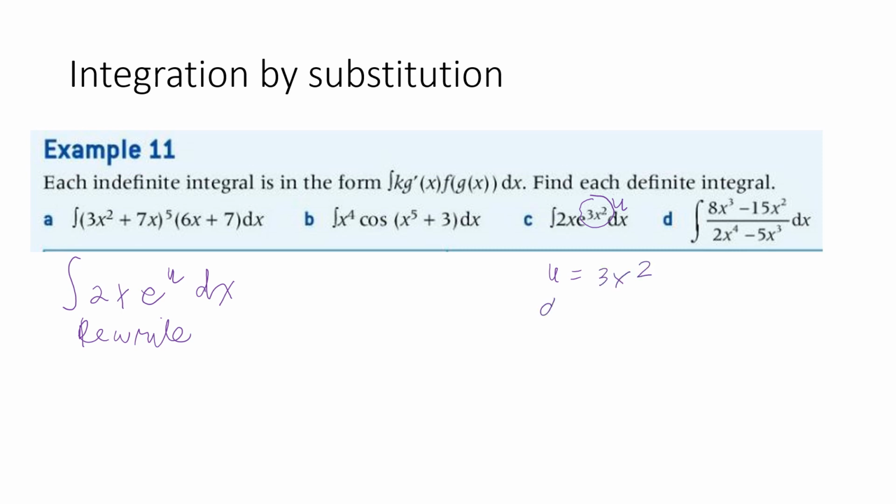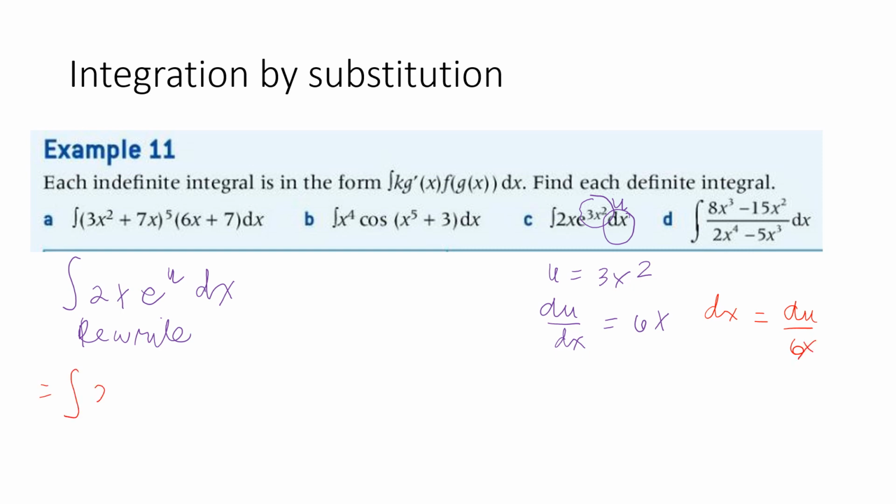So the derivative of u in terms of x is how much? 6x, right? 6x. So how do we write our dx in terms of this? Why do we need the dx? Because it's written here. So our dx is equal to du over 6x.